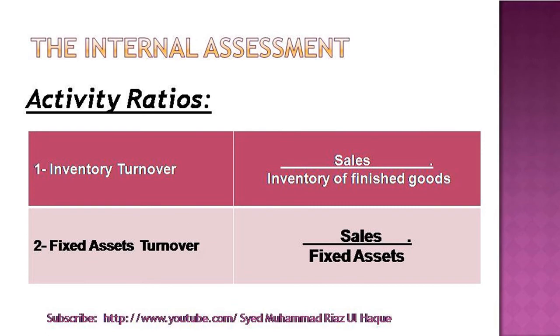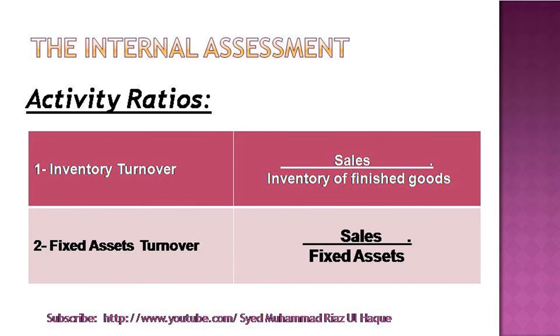Next we have other ratios, like activity ratios. In activity ratios, we first have inventory turnover. You can calculate it by dividing sales by inventory of finished goods. Inventory turnover equals sales divided by inventory of finished goods, and it measures whether a firm holds excessive stocks of inventory and whether it is selling its inventory slowly compared to the industry average.